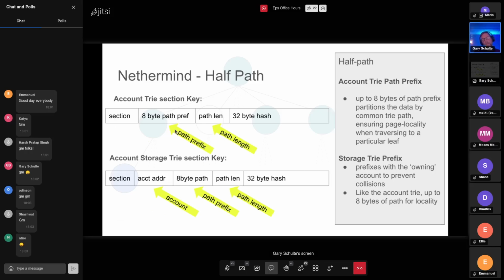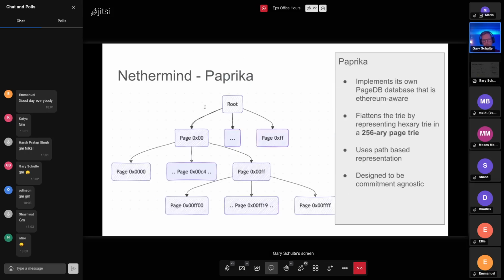Like you don't know which one needs to be removed when you're moving state, like when you're expiring or pruning a tree. It's pretty challenging to do that with a hash-based tree. So my understanding is that this prefix makes that pruning somewhat easier. So I think half path is a kind of gateway to Nethermind's path-based solution, which is Paprika. And I am just coming to terms with what all Paprika is and does.